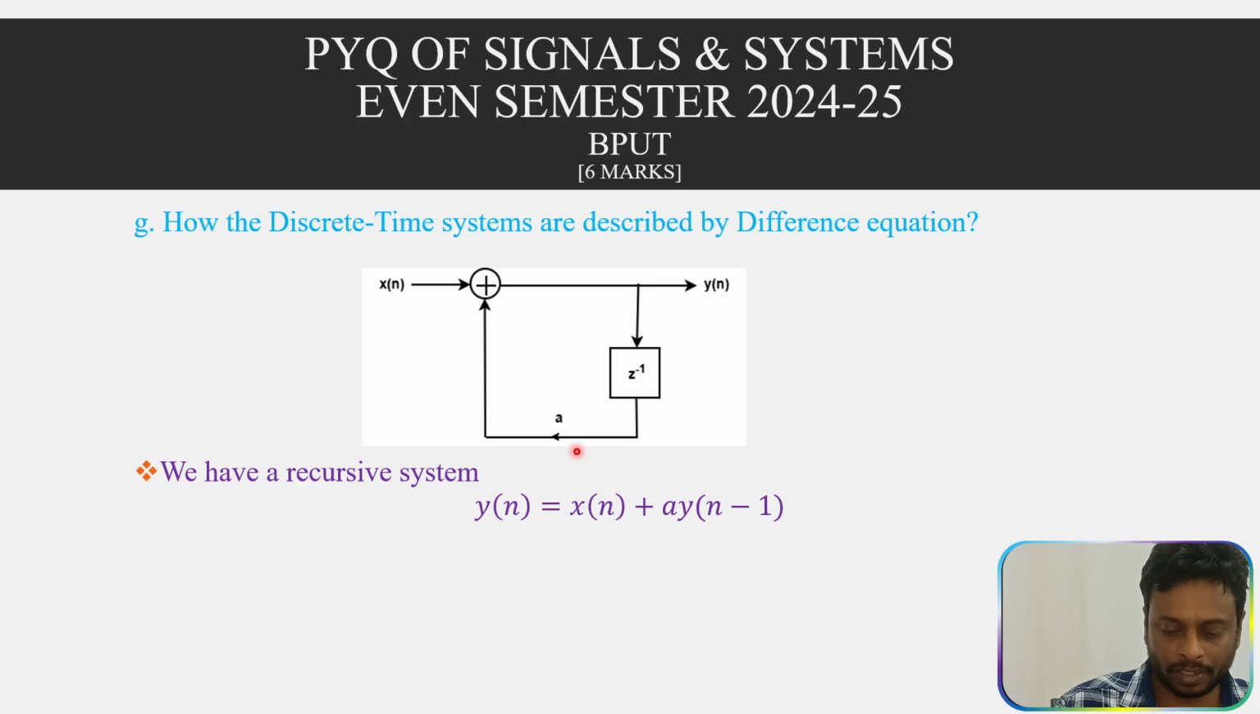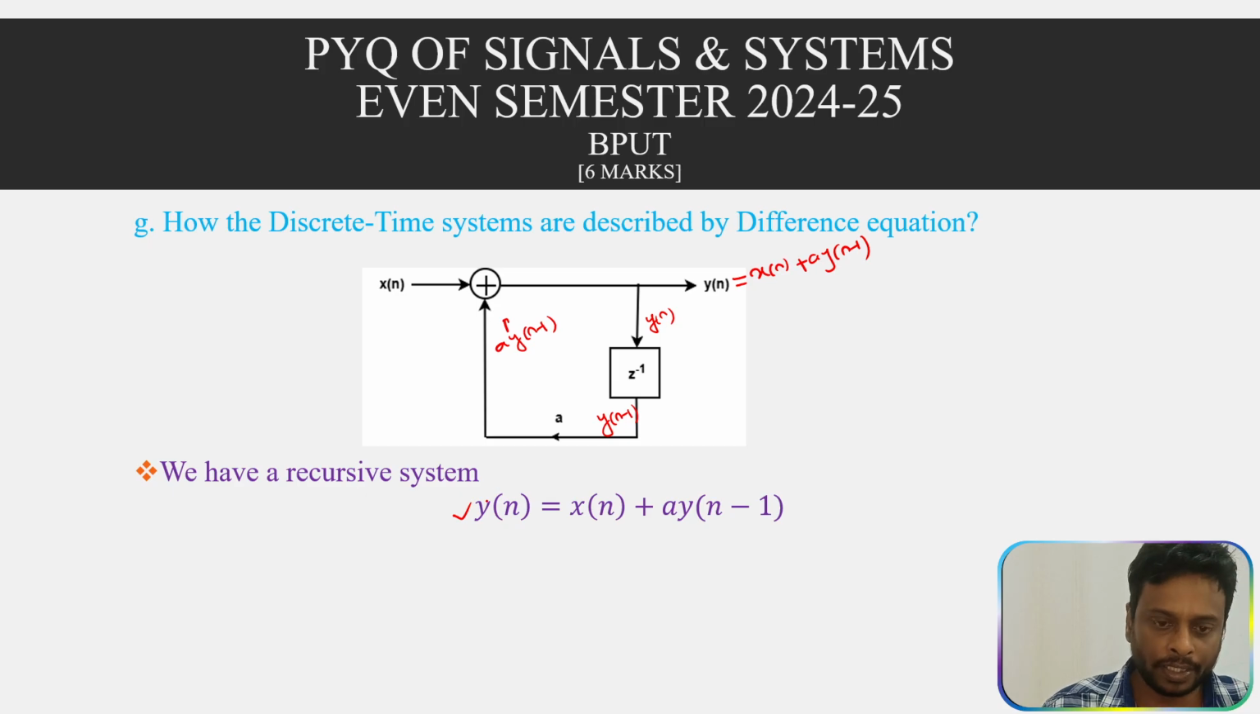So y of n. How to describe this? The z to the minus 1 is a unit delay. So if we have y of n, the output will be y of n minus 1, and that is multiplied with a, so that will be a into y of n minus 1. This will be added, which means there is an adder circuit. So the output y of n equals x of n plus a into y of n minus 1. So this is the difference equation.